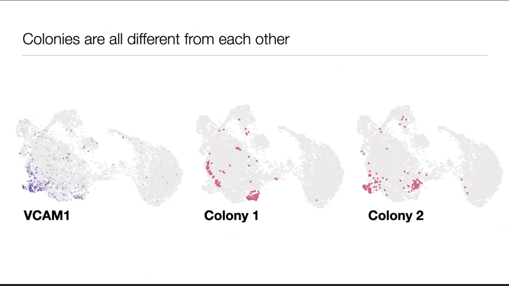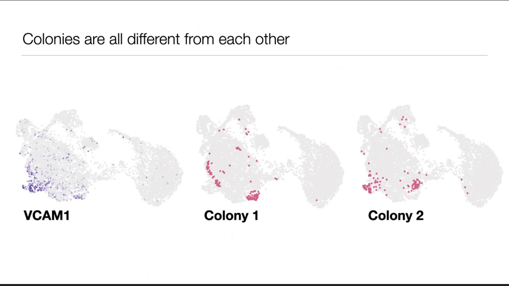So for instance, if you look over here, this is this VCAM1 positive cluster of gene expression, right? Now we have two colonies that both map to that, right? They're both the same resistance subtype. But if you look, they're actually systematically different. They're next to each other on this UMAP. And you see this for essentially all resistant colonies. It's very rare that they actually fully enmesh with each other.